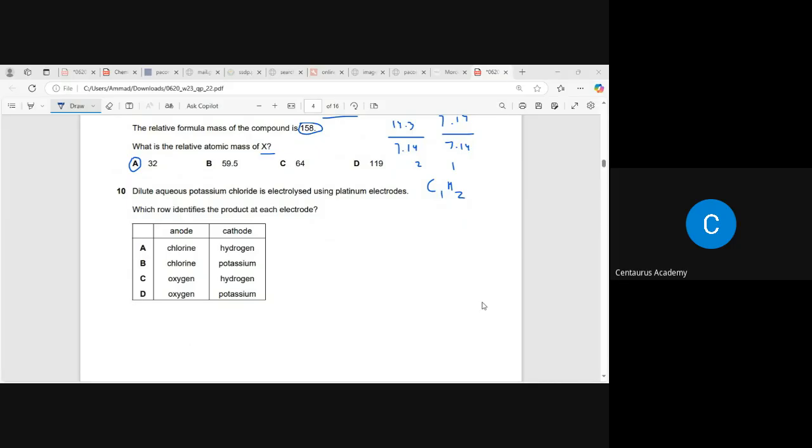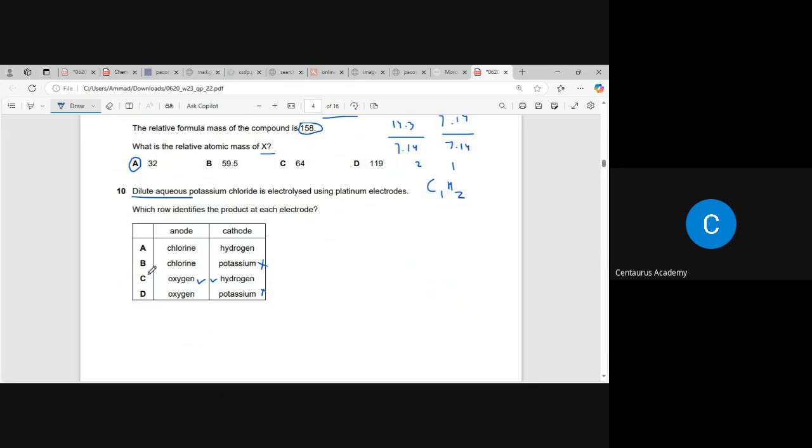So you have dilute aqueous potassium chloride, which means you have potassium ions, chloride ions, hydrogen ions, and hydroxide ions. Hydrogen ions are less reactive than potassium, which means that hydrogen will be produced at the cathode, which eliminates option choices B and D. Next, you have chloride ions and hydroxide ions. If this is a dilute aqueous solution, oxygen will be produced rather than chlorine. Only if you have a concentrated halide solution is the halogen produced.